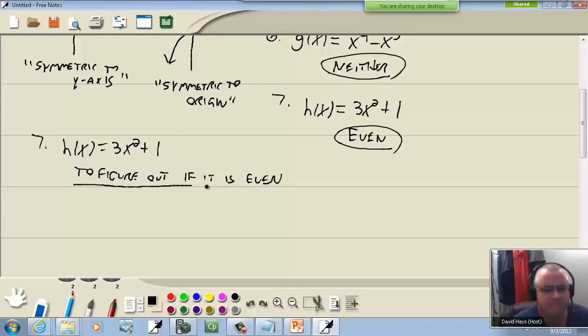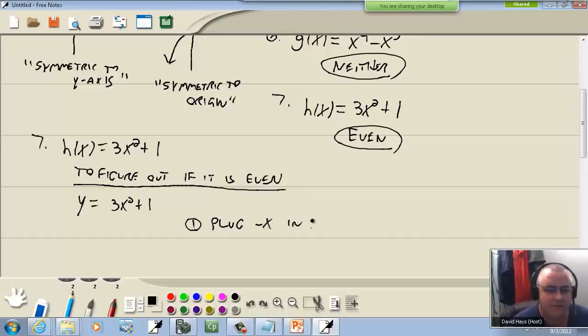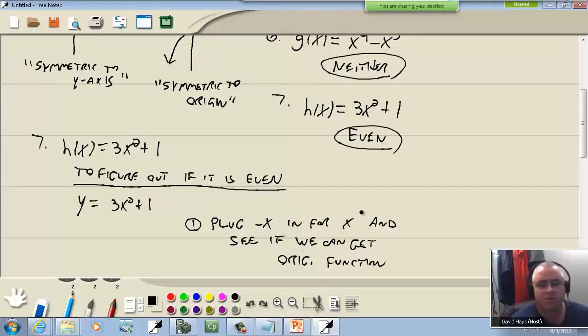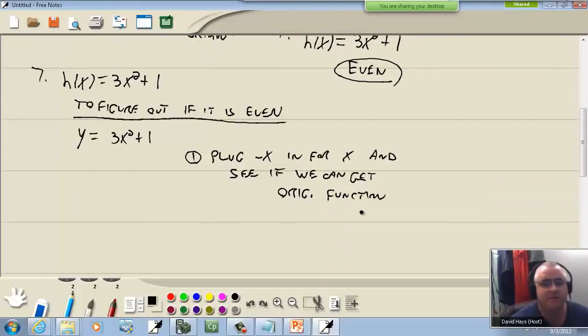Now, we really want these not to have function notation. So let me say y is equal to 3x squared plus 1. We're going to plug negative x in for x and see if we can get the original function.